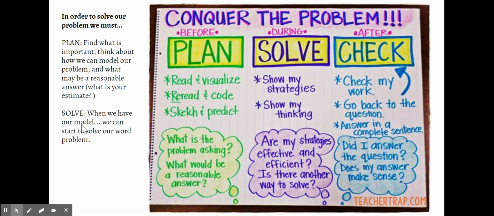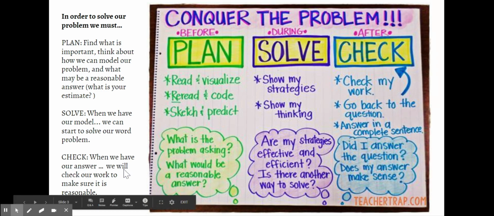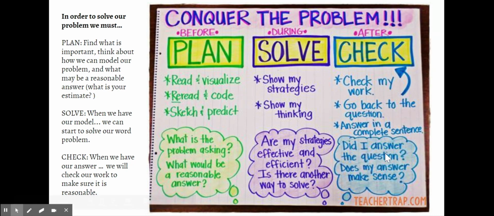When we have our model, we can start to solve our problem. Then when we have our answer, we're going to check to make sure that all our work is reasonable and that our answer is reasonable. And reasonable means we're making sure it makes sense. And did I answer the question?